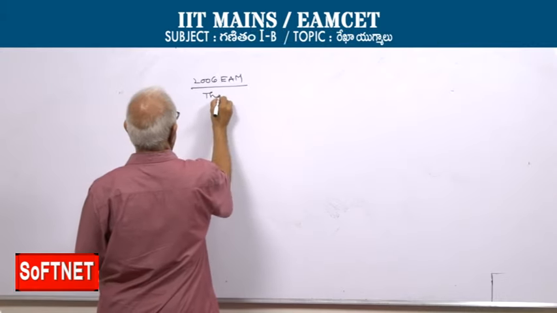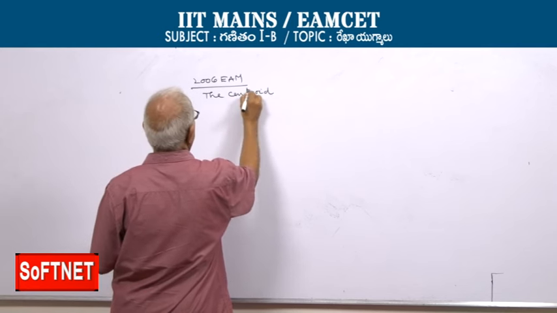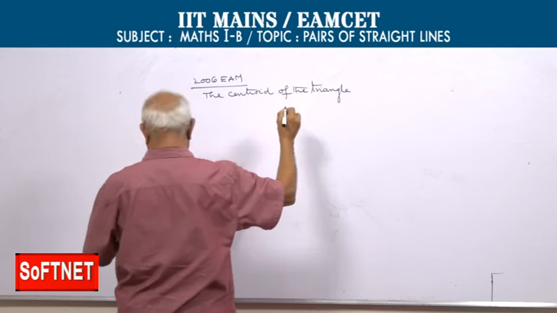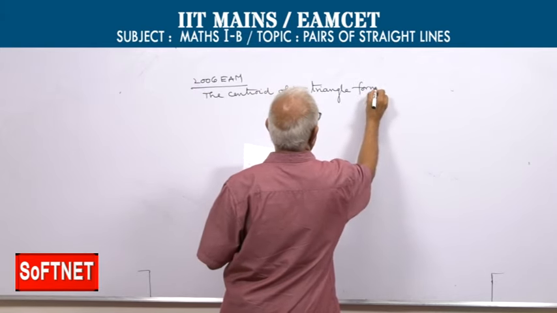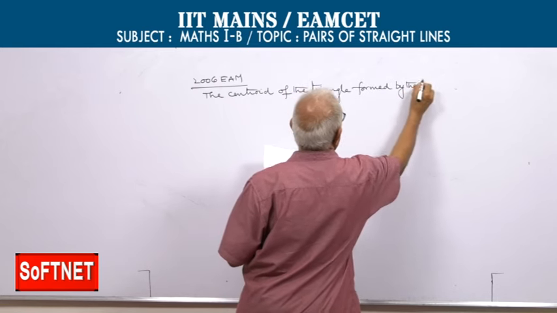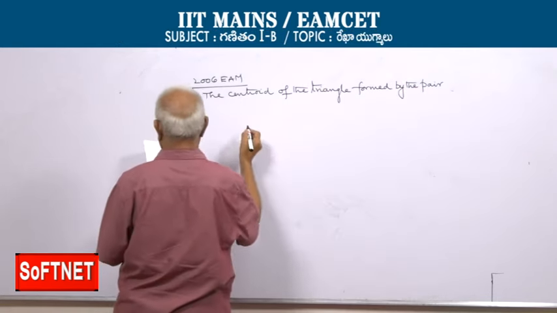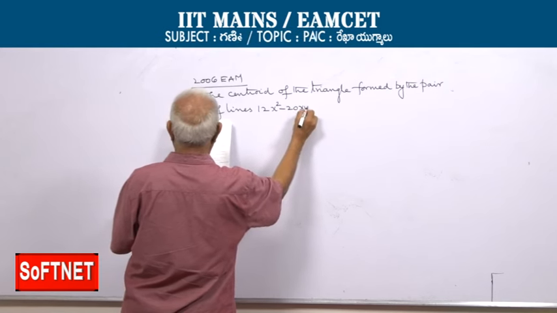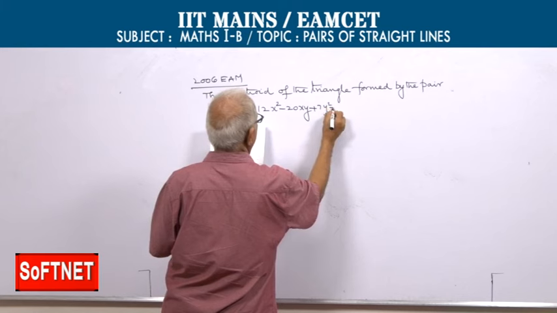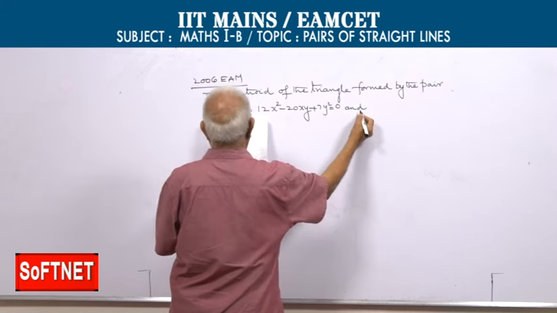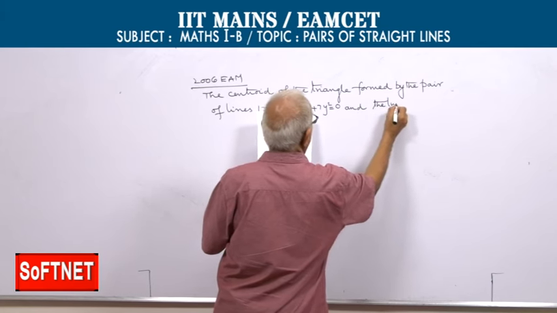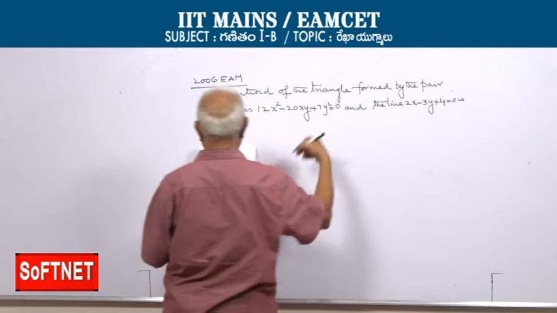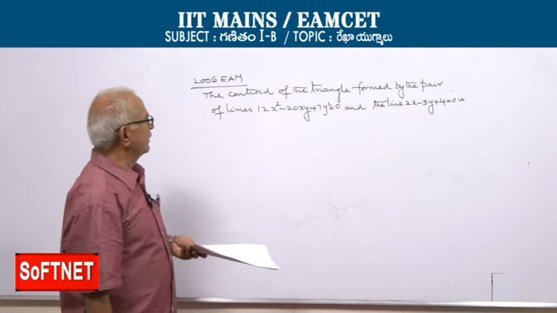The centroid of the triangle formed by the pair of straight lines (12x² minus 20xy plus 7y² = 0) and the line 2x minus 3y plus 4 = 0 is. మనకి 3 ఆప్షన్లు 4 ఆప్షన్లు ఇచ్చారు మామూలుగాను, అవేం పెద్ద హెల్ప్ చేయవు కానీ కట్టవలసిందే సెంట్రాయిడ్ కడితే ఏదో తెలుస్తుంది.